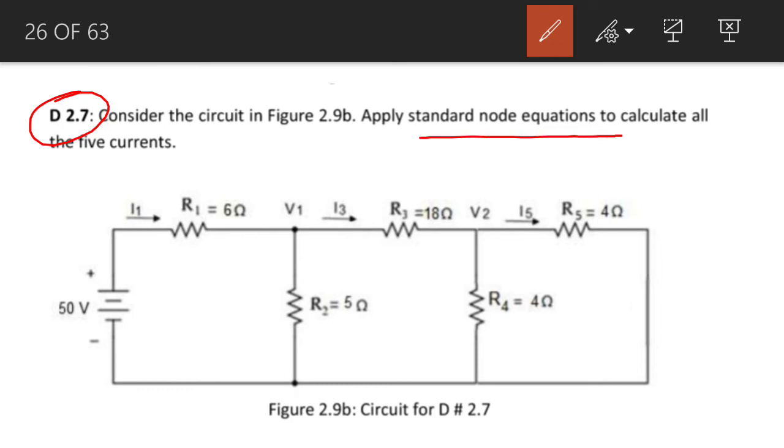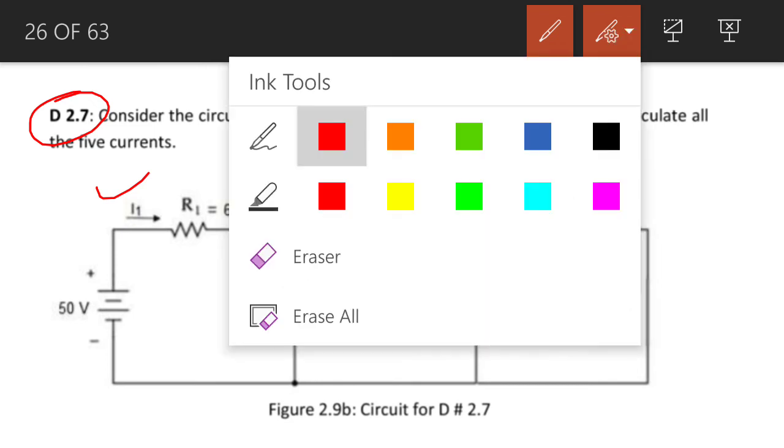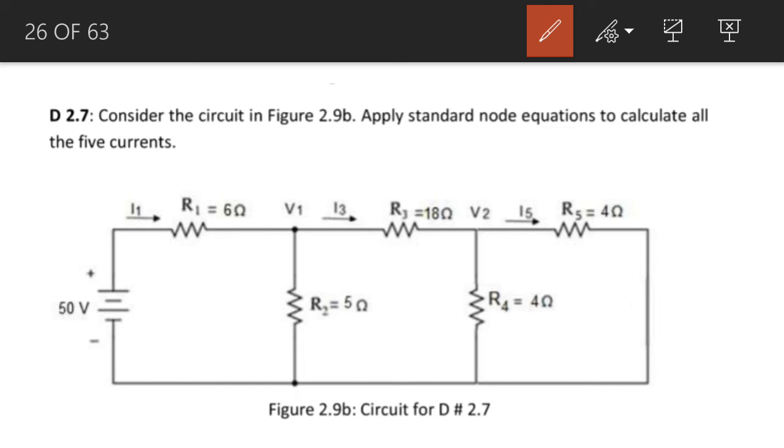So we are going to find out the current I1, the current I3, and the current I5 with the help of standard node equations. We are going to write down the standard node equations for this particular circuit directly in the matrices format, as there are two nodes in this particular circuit. So the size of the G matrix will be 2 by 2.